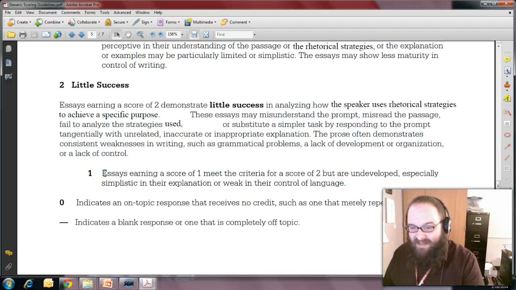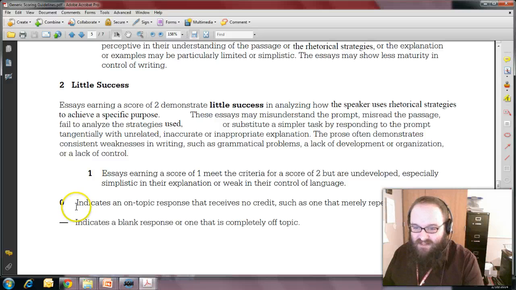Finally, a 1. I can't remember the last time I saw a 1. These are rare. Essays earning a score of 1 meet the criteria for 2, but are undeveloped, especially simplistic in their explanation, or weak in their control of language. Yeah, these are just the really, really bad 2s.